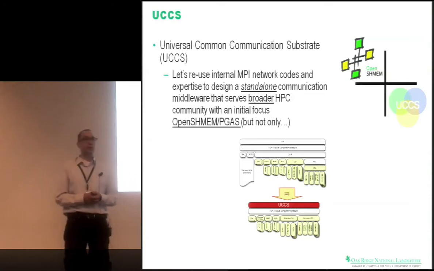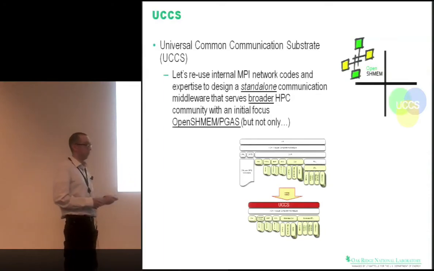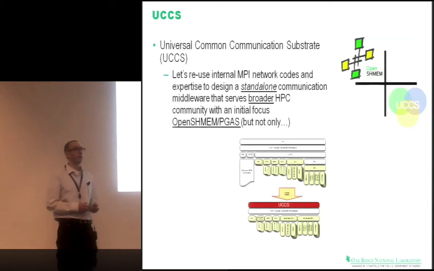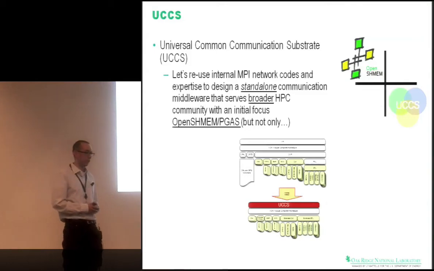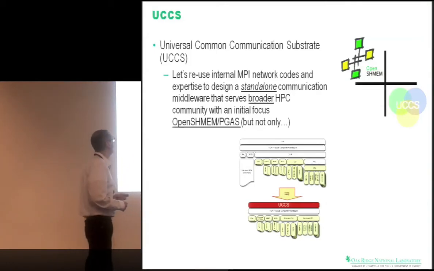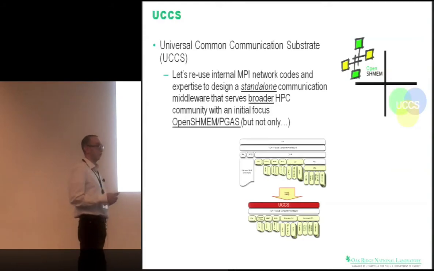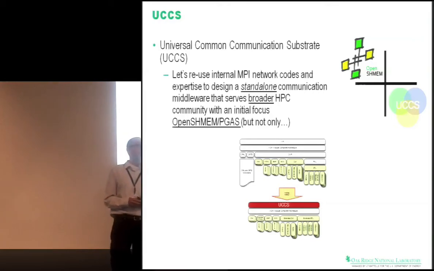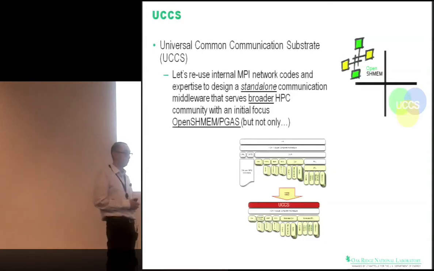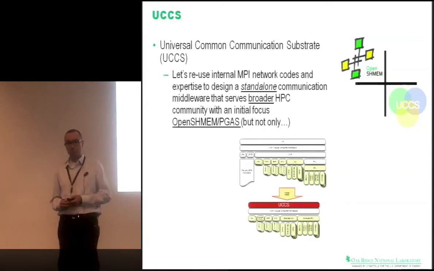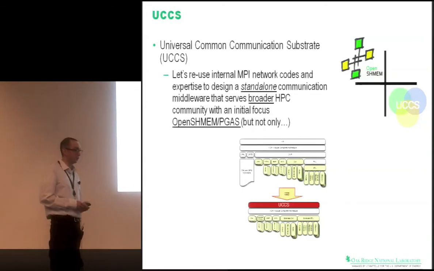And the idea here is that we have MPI communities that invested a lot of time and resources in developing very optimized network layers. So the idea is, let's take these internal communication layers of MPI, extract them to a standalone communication library, and make it available for the broader HPC community, like OpenSHMEM, but not necessarily OpenSHMEM only. It might be useful for other programming languages and other programming models.